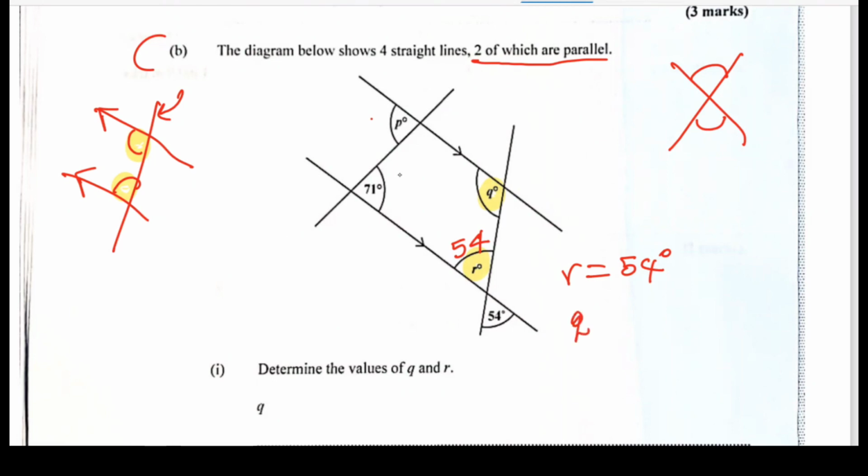So you can find Q by saying 180 minus 54. Co-interior angles add up to give 180 degrees. So Q is 126 degrees. This is 126.